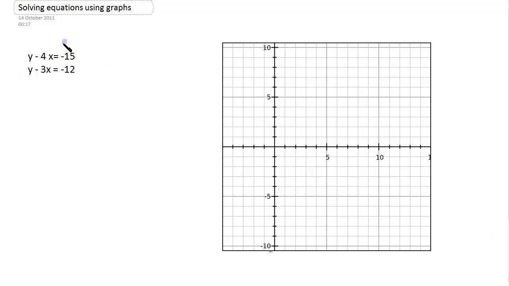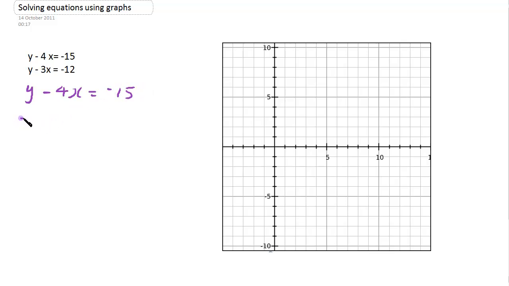Right, I'm going to just go through how to use a graph to solve some simultaneous equations. So let's look at y minus 4x equals minus 15 and y minus 3x equals minus 12. First thing we need to do, we need to get some points to plot the line. So let's look at the first line, y minus 4x equals minus 15.